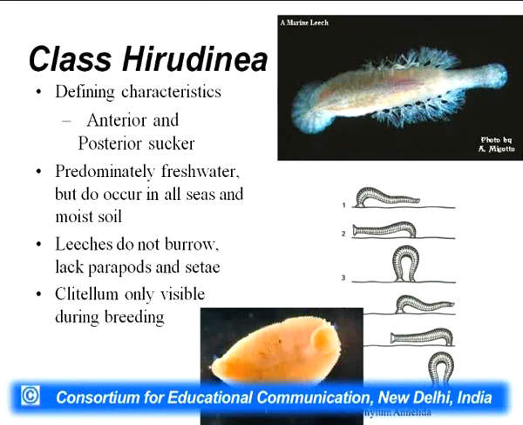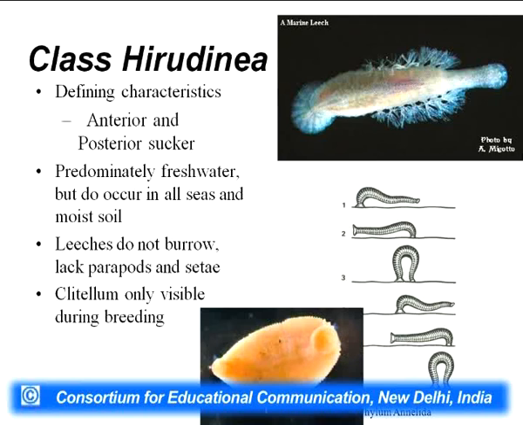The third class of the Annelida is class Hirudinea, and the members of this class are generally called leeches. In class Hirudinea, the chaetae or setae, which were characteristic of the previous two classes, are absent, but they have two additional structures called suckers. One sucker is present at the anterior end and the other sucker is present at the posterior end. These suckers help the leeches in attachment to the body of the prey and in sucking the blood.